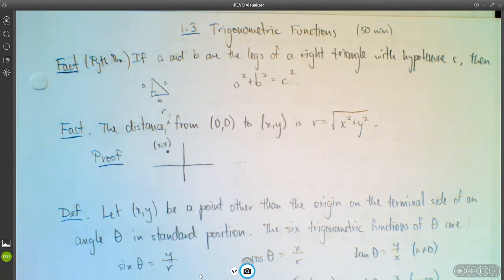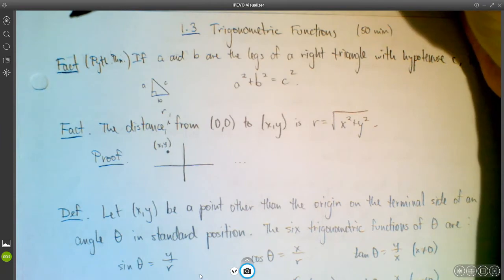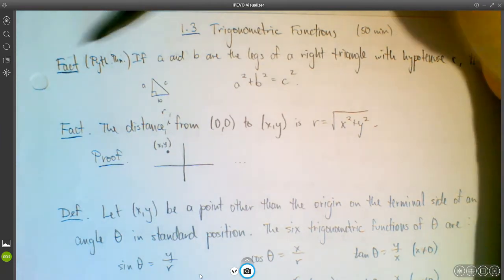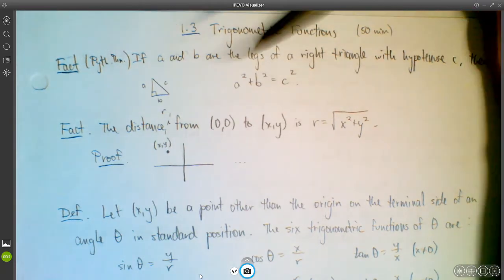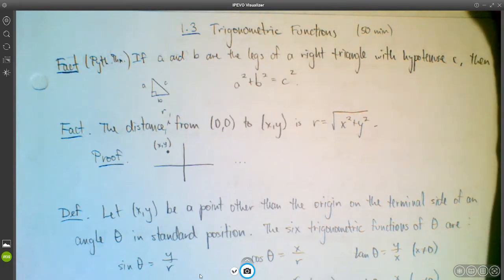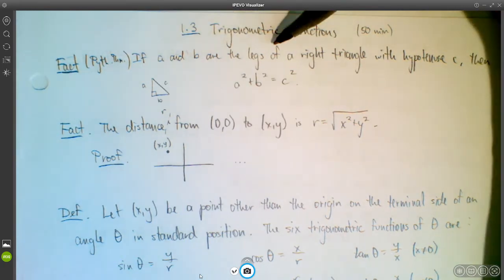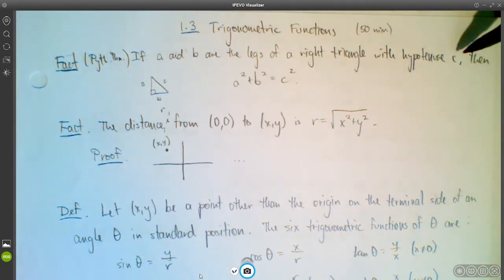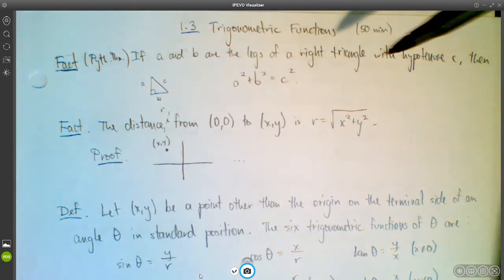We're really not going to get into too much detail with our trig today, but let's talk about the trig functions. Now, before we do, I need to give you a couple of facts that you probably know from past experience. The first of them is called the Pythagorean Theorem. It says that if A and B are the legs of a right triangle and C is the hypotenuse of that triangle, then A squared plus B squared equals C squared.